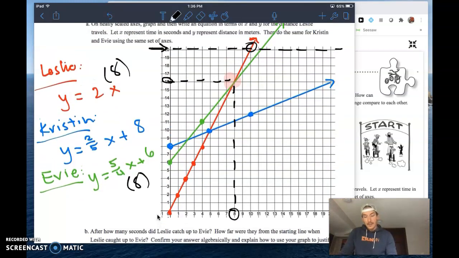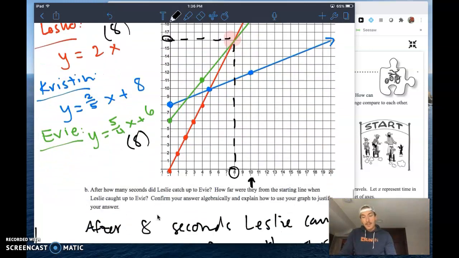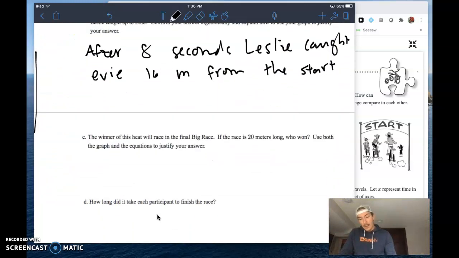And how long did it take Leslie to win that race? Well, you guys can check my work there, but if we drop right down from that theoretical finish line, we can see that it should have only taken her 10 seconds, right? And 2 times 10 makes 20. So that really works out, right? If the race is 20 meters long, who won? Looks to me like Leslie won. And then how long did it take each participant? Well, Leslie, we know, as we just mentioned, took 10 seconds.